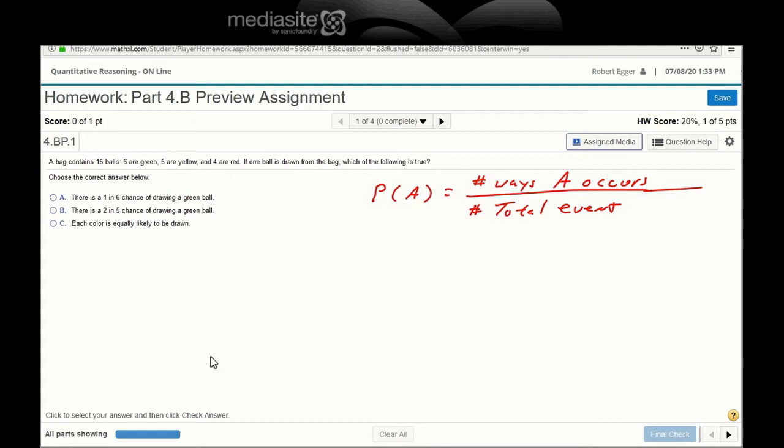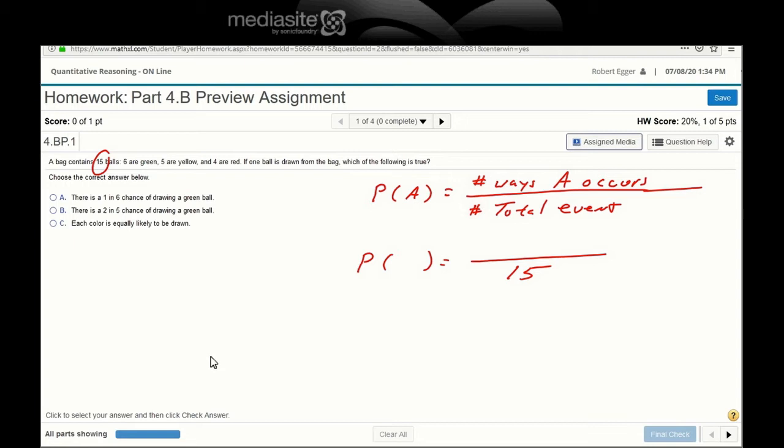Let's see, we have 15 balls, 6 are green, 5 are yellow, and 4 are red. Which means what we're doing is basically 15 ways something can happen, 15 ways of having events occur. And the question is, if one ball is drawn from the bag, which of the following is true? Okay.